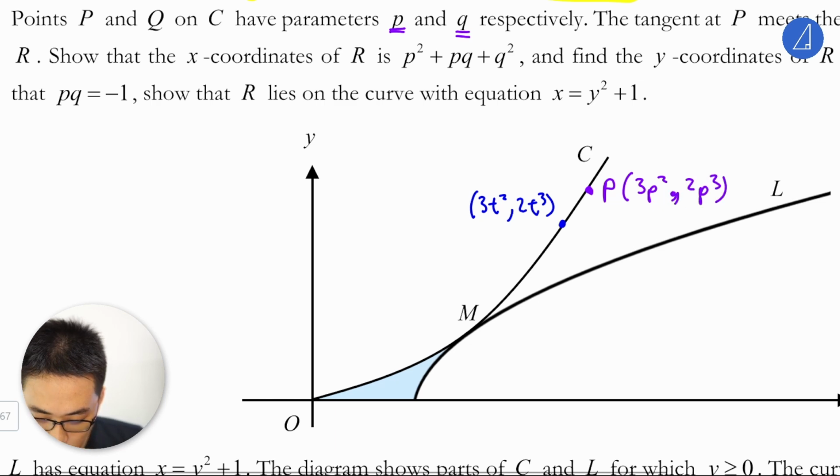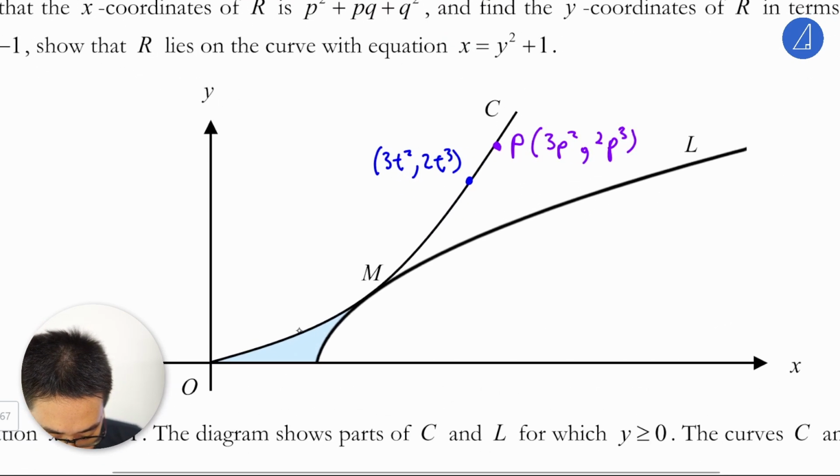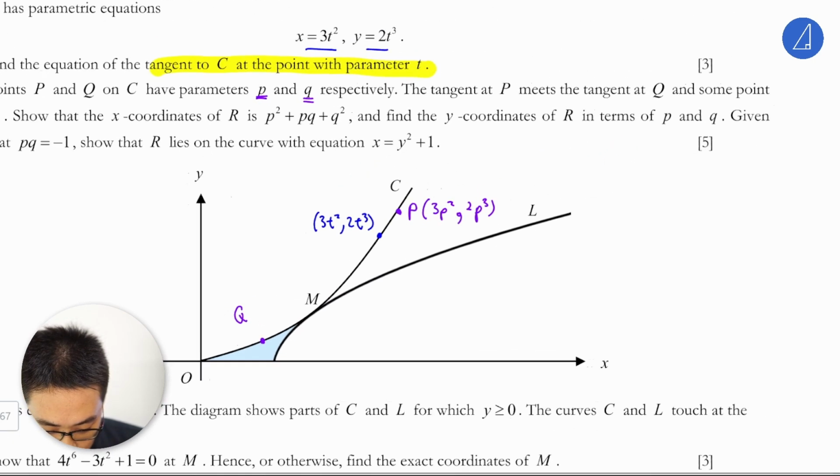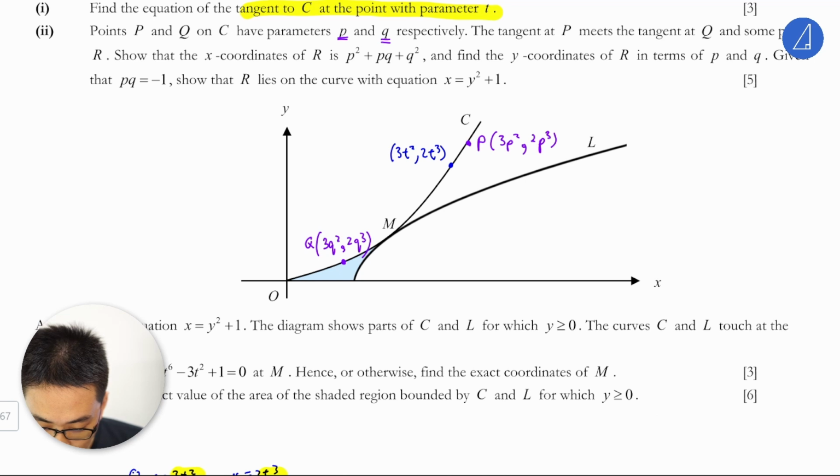This is 2p cubed. Then you have Q, which is here. Because it has a parameter of q, so this will be 3q squared, 2q cubed. Okay, so once you're done already, it says that the tangents here, so just draw tangents here, they meet at R. Please draw.